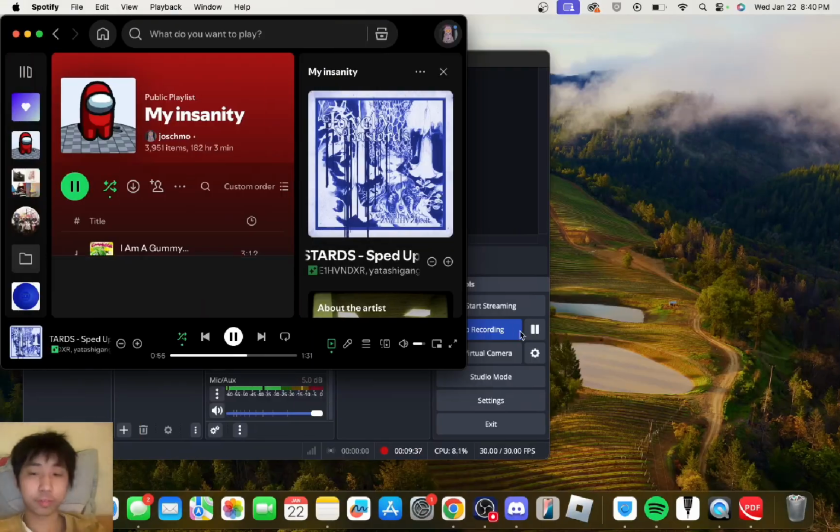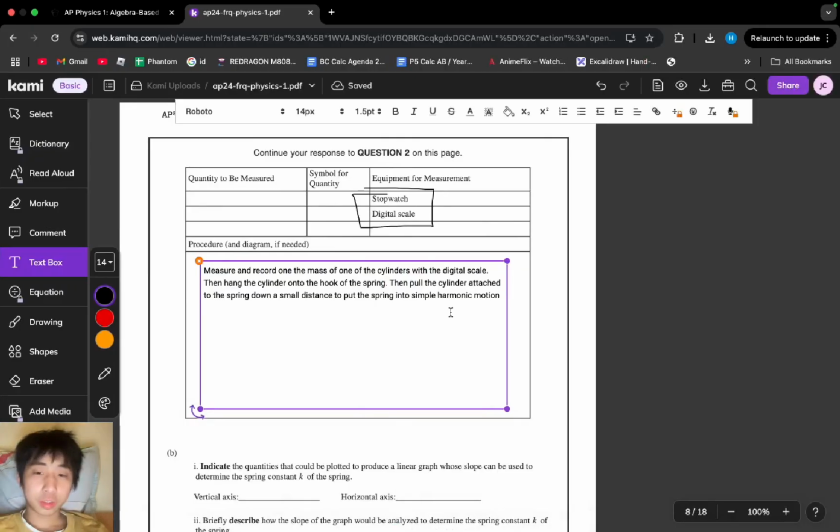Hold on, this is getting way too tough. Alright. So, I should rather say stretch the spring attached. Stretch the spring down a small distance and release the cylinder to put the spring-cylinder system in harmonic motion.